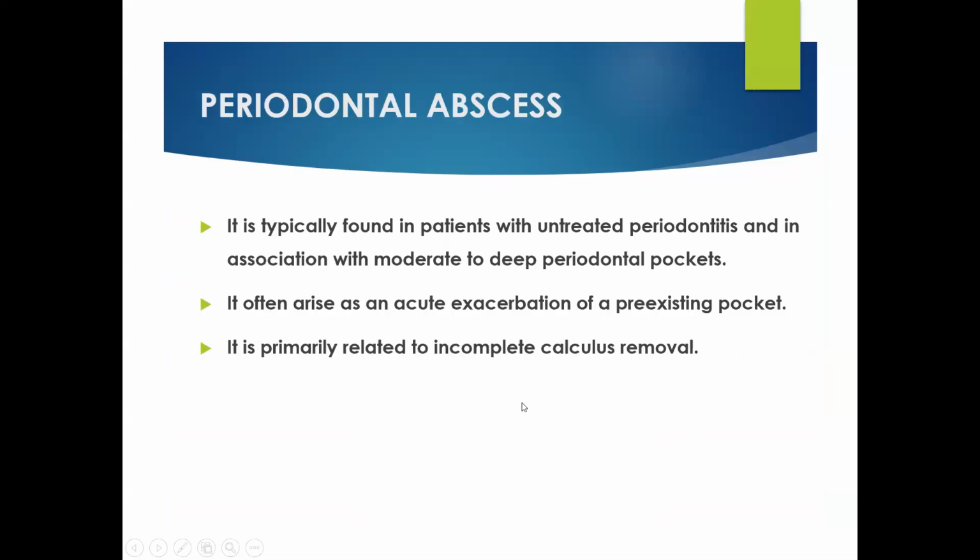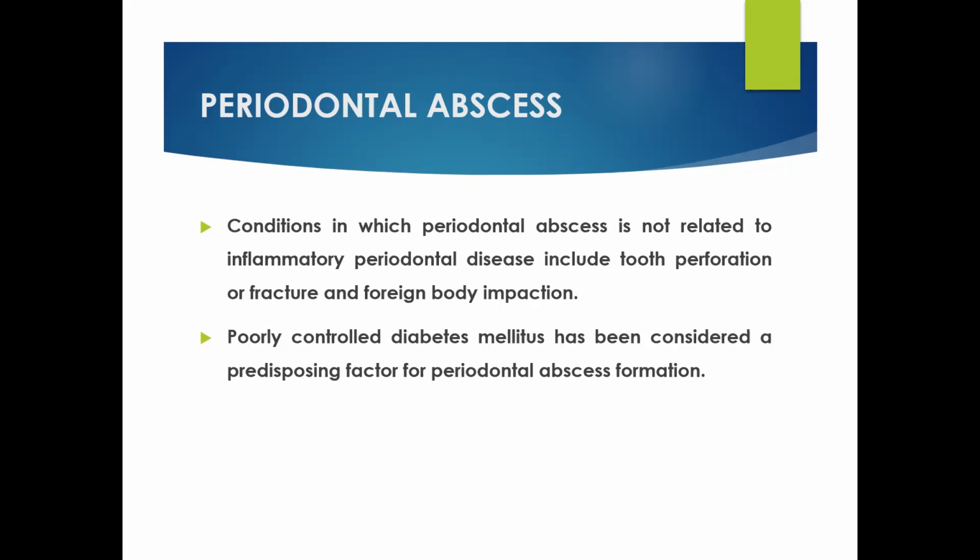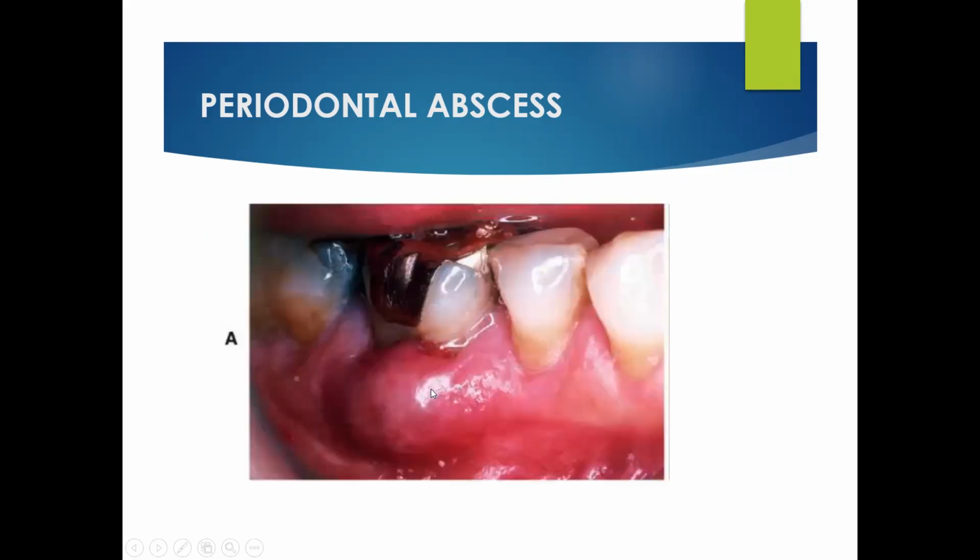So for periodontal abscess, it is typically found in patients with untreated periodontitis and it arises as an acute exacerbation of a pocket, primarily related to incomplete calculus removal. There are conditions in which periodontal abscess is not related to inflammatory periodontal disease, including tooth perforation, fracture, or foreign body impaction. Apart from that, poorly controlled diabetes mellitus has been a predisposing factor for abscess formation.